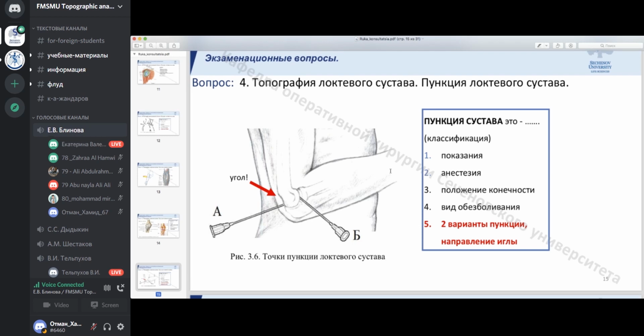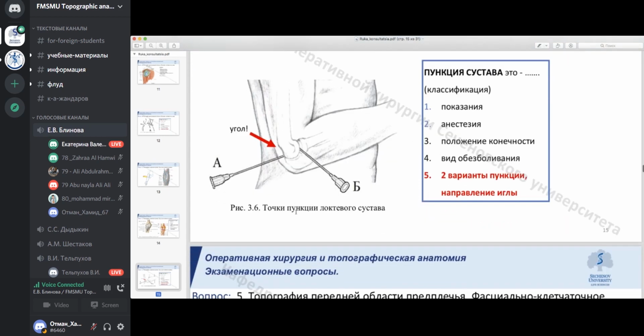It depends on the point. There are two points for the puncture. This is the lateral point, this is the posterior point. If you want to use the posterior point, the elbow joint should be flexed to 90 degrees. If you want to use the lateral point, the angle should be 135 degrees. The posterior point is located in the middle between the lateral and medial epicondyles of the humerus, above the olecranon. The lateral point is located in the middle between the lateral epicondyle of the humerus and the olecranon.